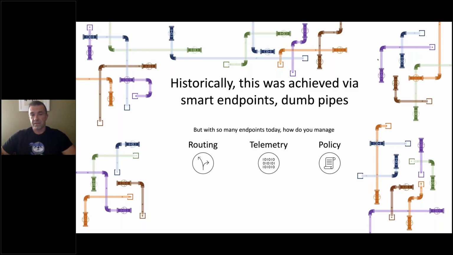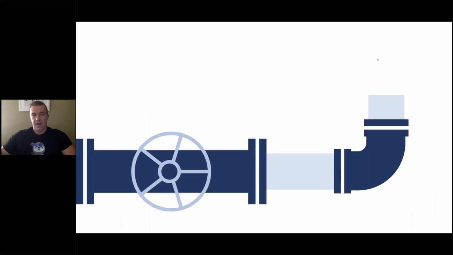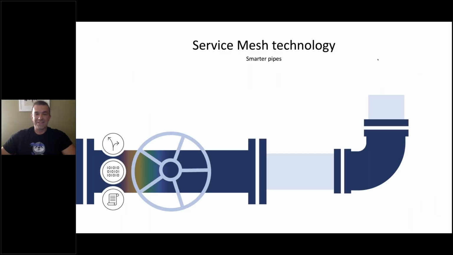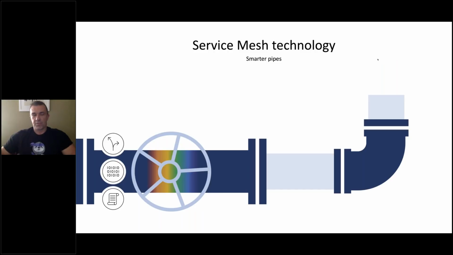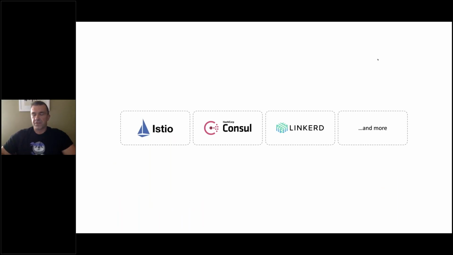So next slide, please. And certainly there are great products out there. And this slide actually is also animated. So service mesh technology is really all about smarter pipes, right? We take this functionality that was previously bundled into the endpoints and we make it available via the pipes. So next slide. And there are certainly great service mesh offerings out there already.